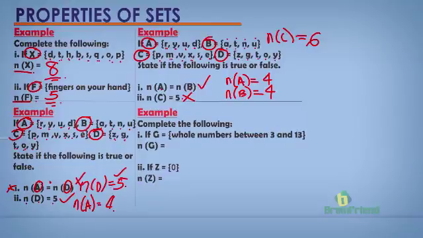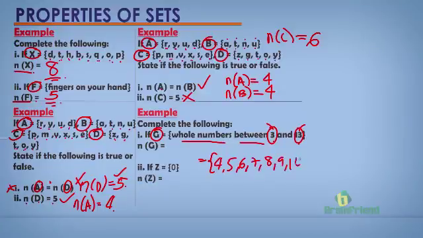Complete the following. If the set G is the set of whole numbers between 3 and 13, find the cardinal number of G. We will need to write out the list of our set here. To list our set, we would list numbers that are between 3 and 13. It means that the boundary of our numbers are excluded in our list. So we'll not have 3 in our list and we'll not have 13 in our list. So we'll have numbers beginning from 4, 5, 6, 7, 8, 9, 10, 11, and 12.